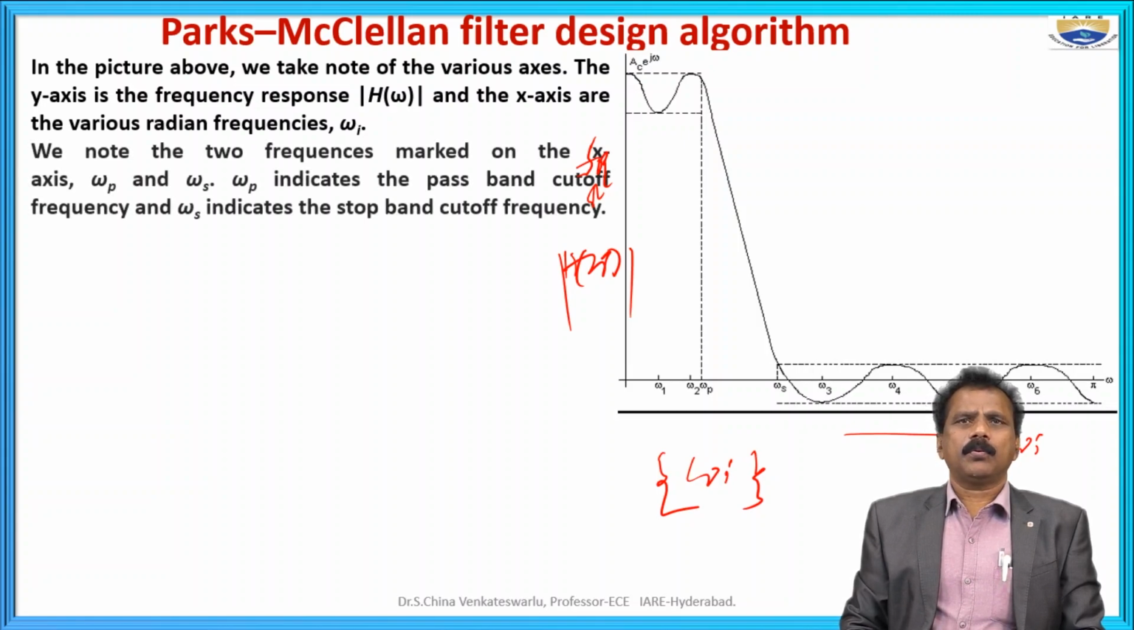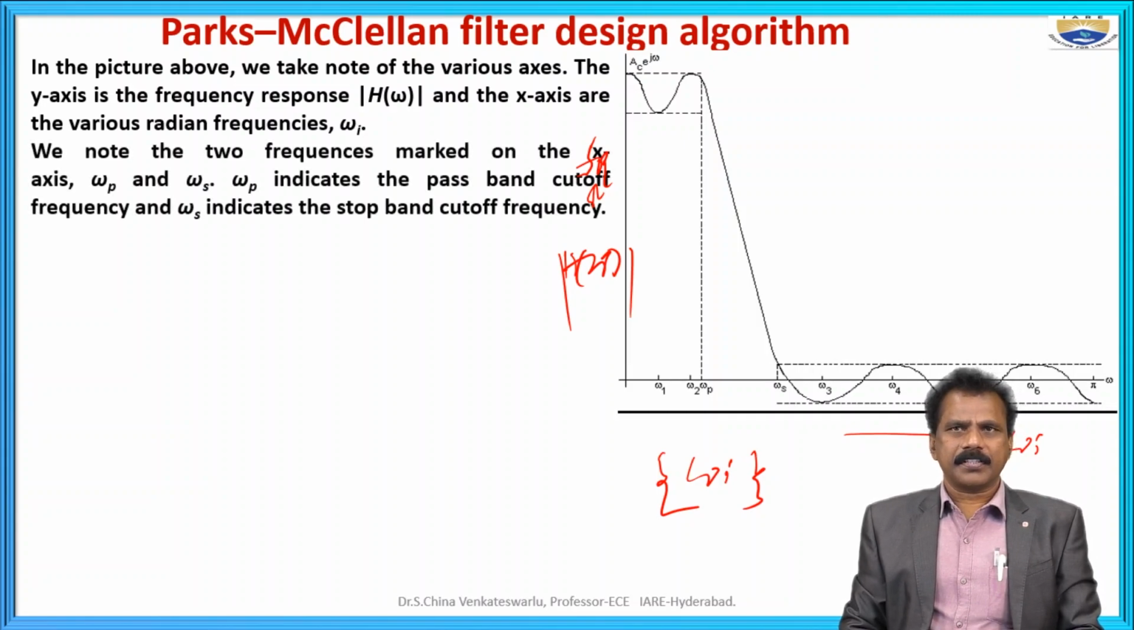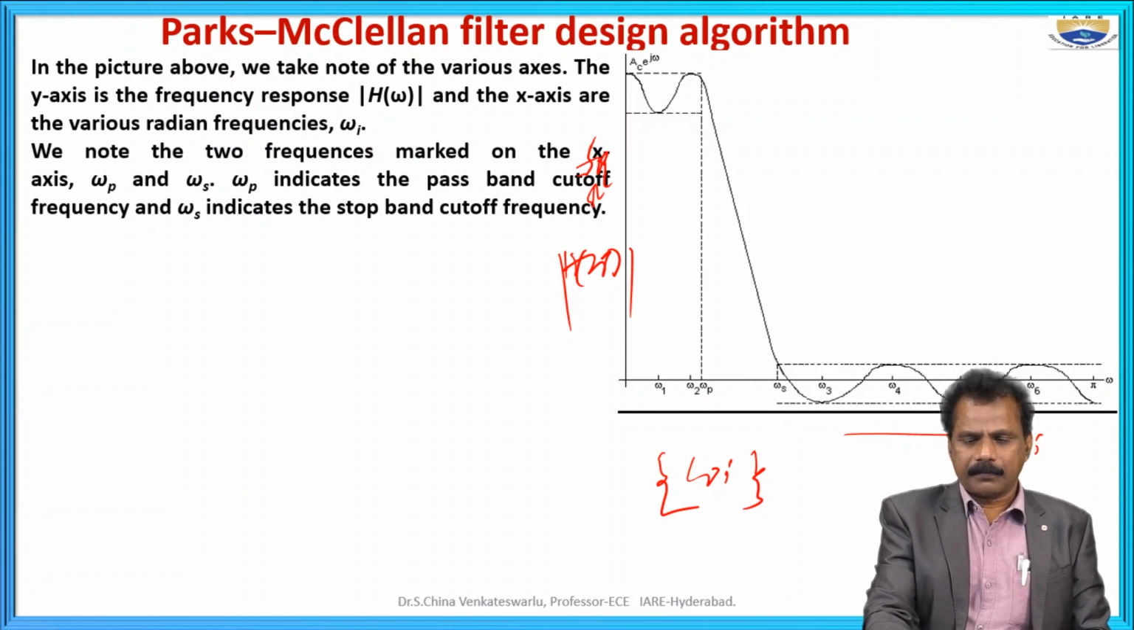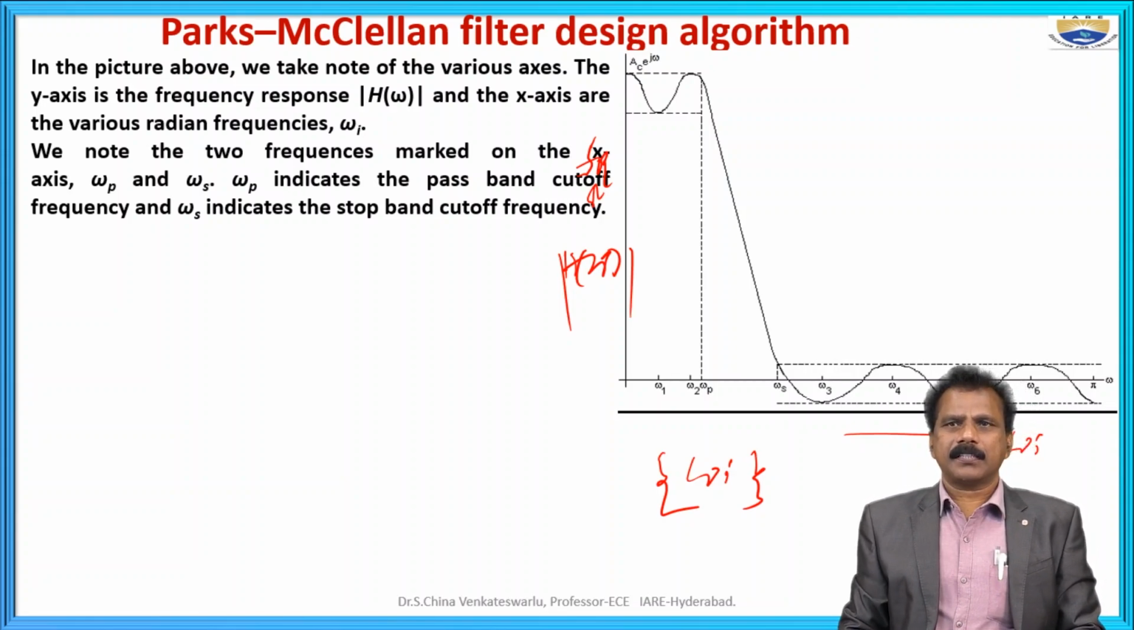We know there are two frequencies marked on the axis, omega p and omega s. Omega p indicates the passband cutoff frequency, and omega s the stopband cutoff frequency.